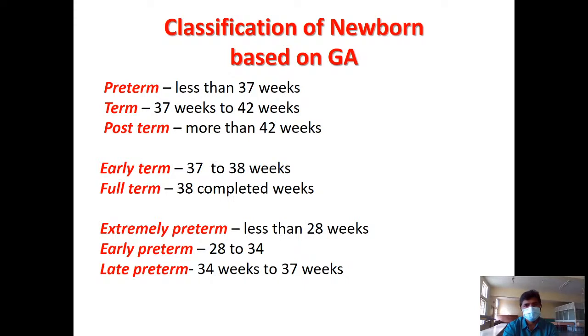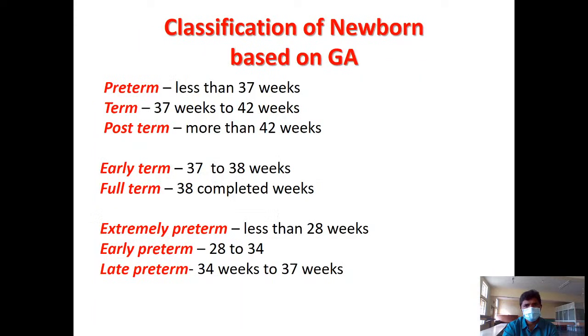When it comes to preterm, when the gestational age is less than 28 weeks, you label it as extremely preterm. When it is 28 to 34 weeks, you label the baby as early preterm, and from 34 weeks to 37 weeks you label the baby as late preterm.